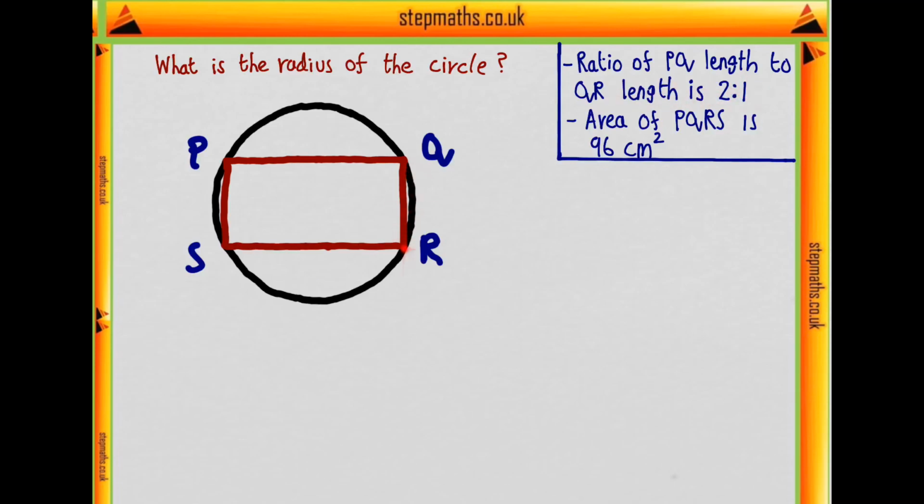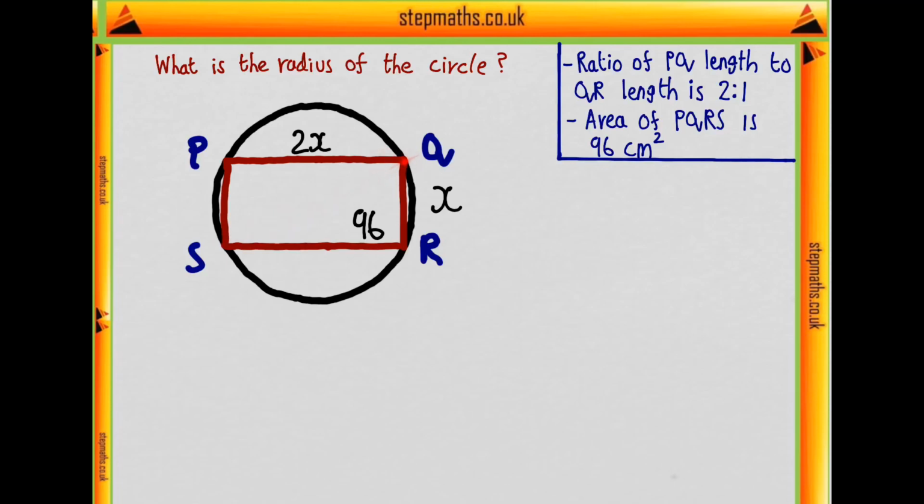So we'll just start off, we'll call this X, so this is 2X, because if we call this X, this would be a half X, and I don't want to deal with a fraction. So we call this X, 2X. We also know the area is 96, so we'll put that here. And what we're asked to find is the radius of the circle.